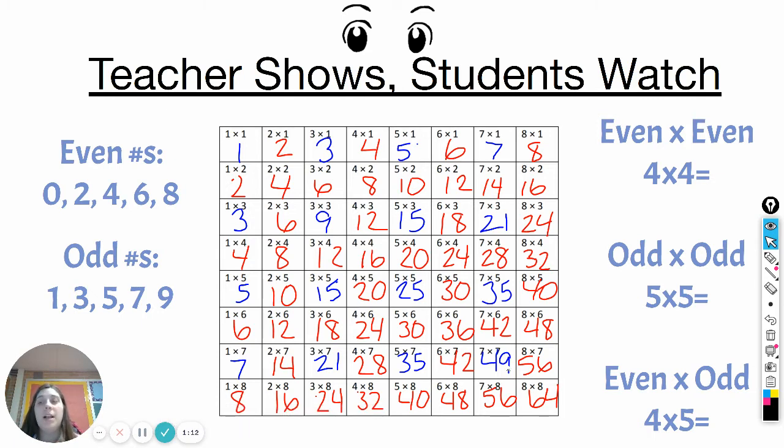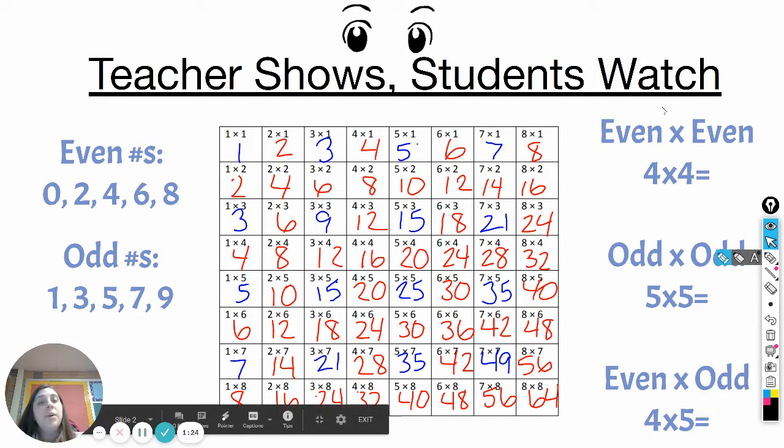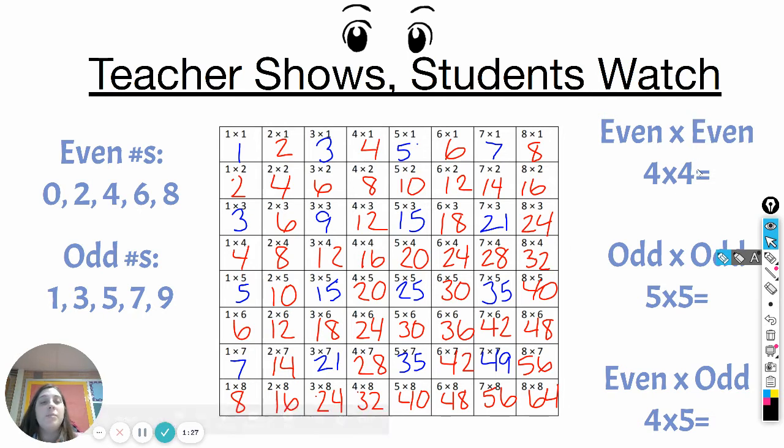Okay, so we're really focusing on even numbers versus odd numbers. And what we're going to look at specifically is what kind of product we should be getting when we multiply them together. Over here, I have an even number times an even number. So I did 4 times 4. We're going to look at our chart, which I already have filled in. All of the red numbers are even products. All of the blue numbers are odd products. So we're going to find 4 times 4. I'm going to go down 1, 2, 3, 4, and over 1, 2, 3, 4. There's my 4 times 4. 4 times 4 equals 16.